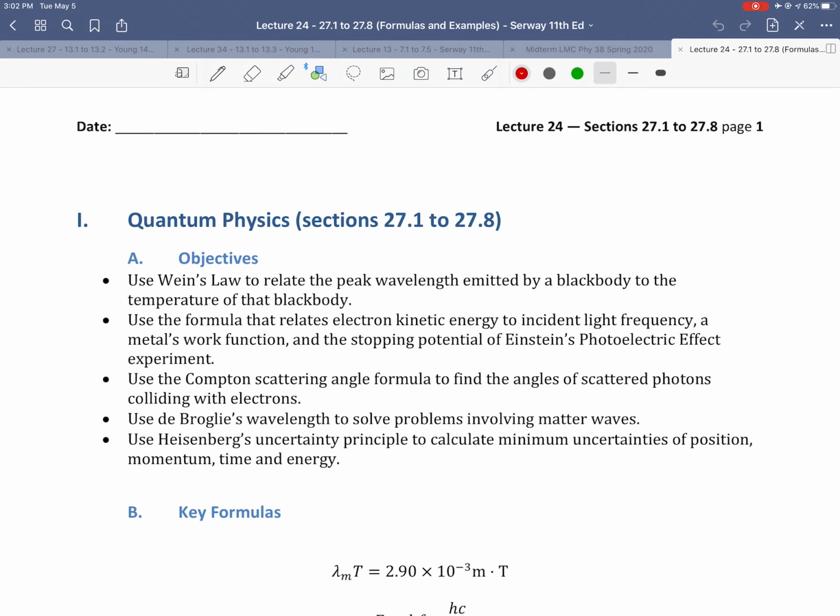Hello and welcome to Lecture 24. In this lecture, we're going to cover sections 27.1 to 27.8 with a focus on the problem-solving techniques used in solving numerical examples that cover the content of quantum physics and using the formulas that are listed below.